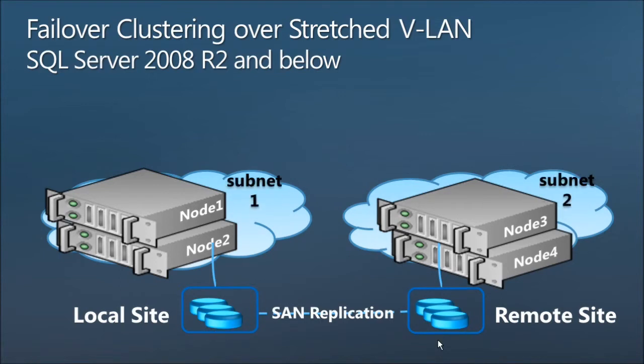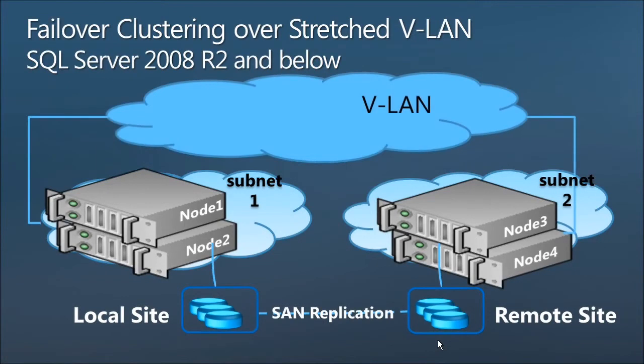And usually, one data center has one subnet. So your Node 1 and Node 2 are on subnet 1, Node 3 and Node 4 on subnet 2. But SQL Server 2008 R2 has a limitation. It doesn't support 2 IP addresses from different subnets. So what you can do is create a stretched VLAN to bring all the cluster nodes from Node 1 to Node 4 into the same subnet. Then you can create your network name mapped to the one single IP address.